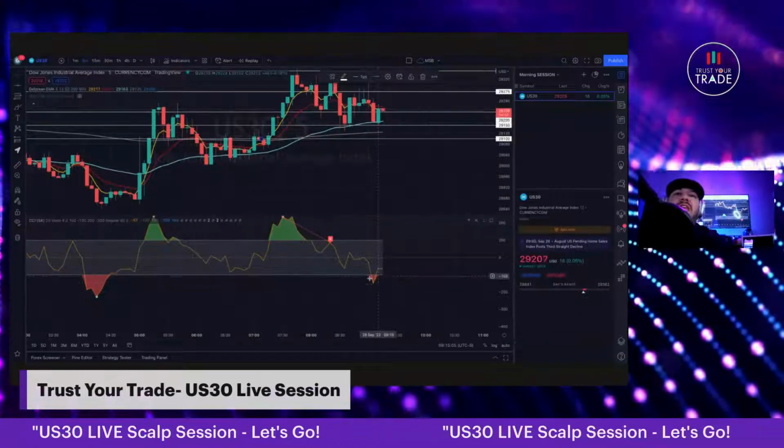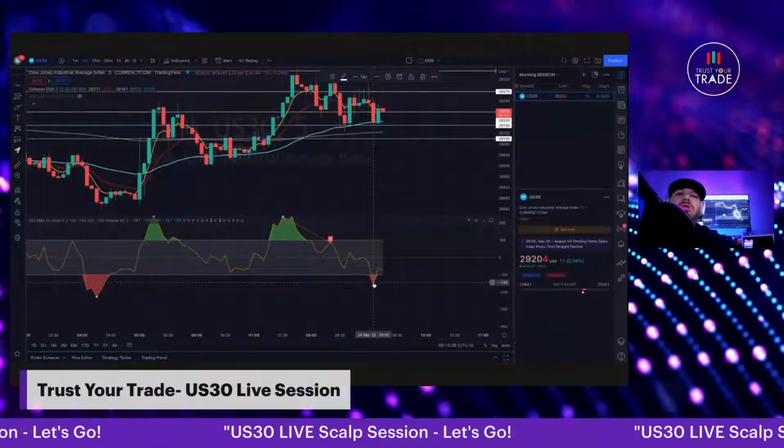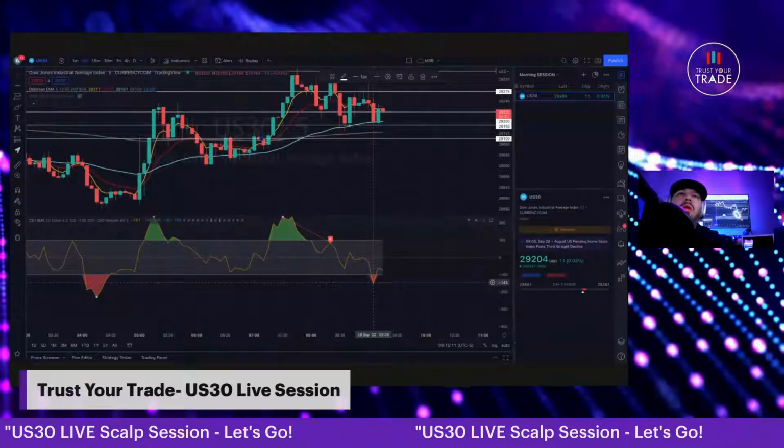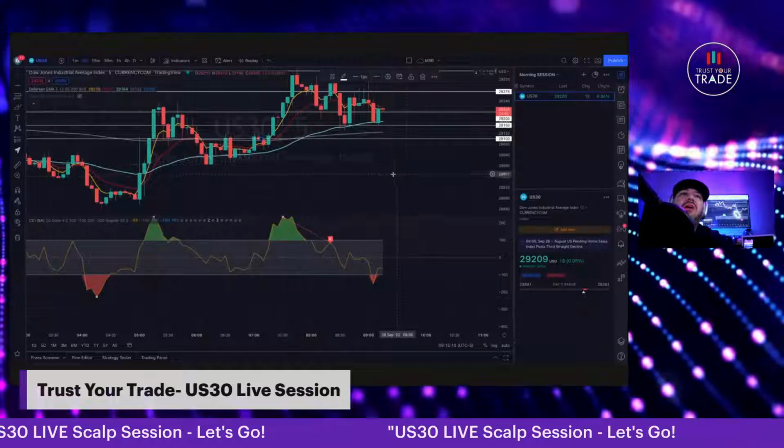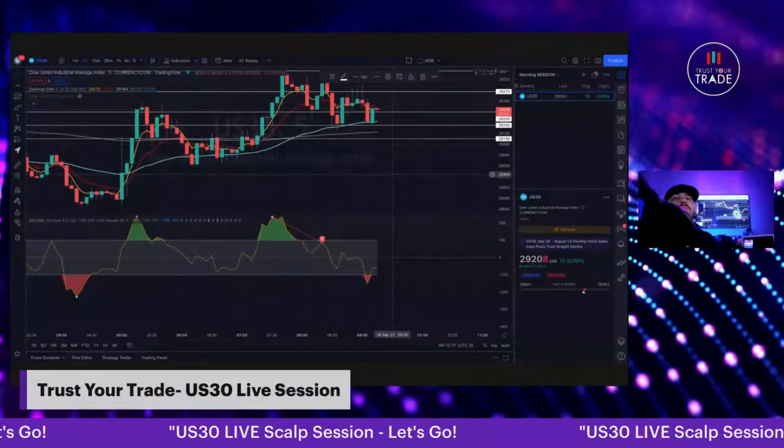And again, look at this. Didn't lie. Came into oversold. Boom, shot up. Get ready. She comes back down to 29,150. We're getting back in.